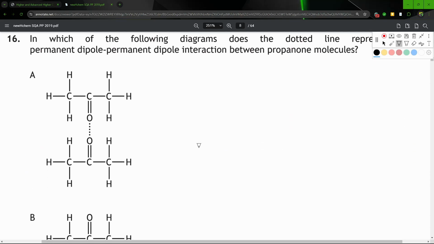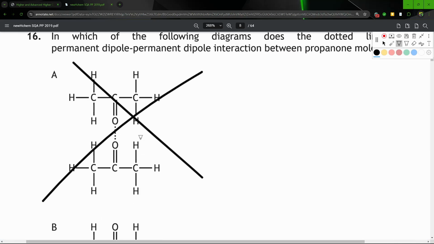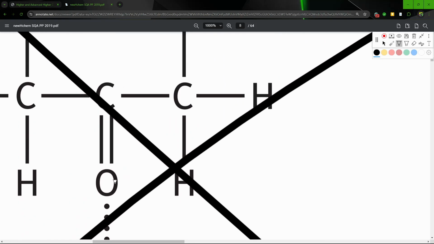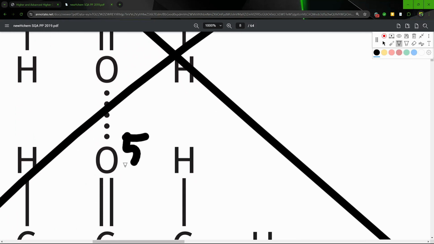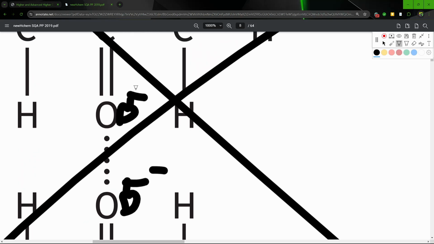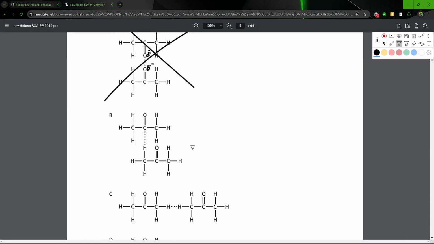In which of the following diagrams does the dotted line represent a potential permanent dipole interaction between propanone molecules? So we'll go through this. We can start with A. It's easier to eliminate it because oxygens are pretty high in electronegativity, which means this side will be having a minus, this side will also be having a minus, and well, opposites attract, same repel, which means that A cannot be right.